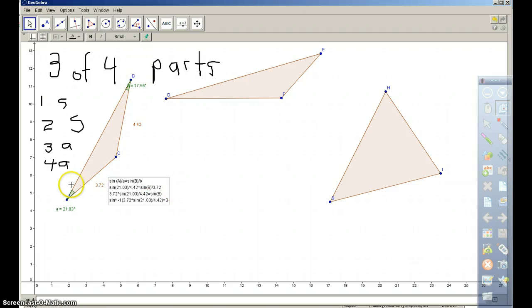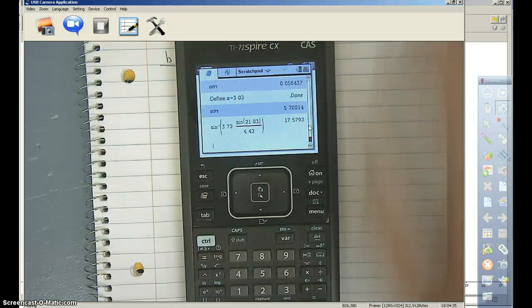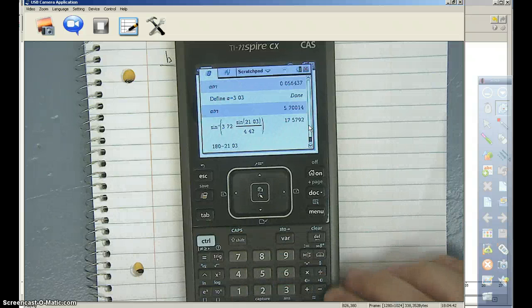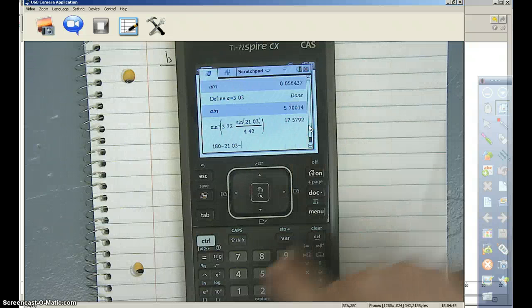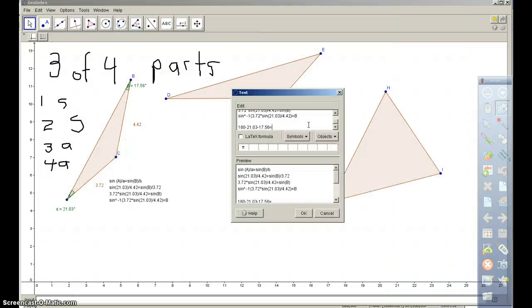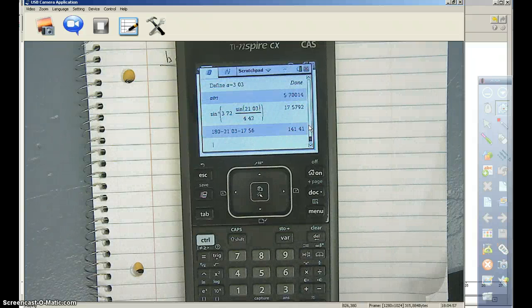Now that we know these two angles, guess what I could do? I can find the third. How do I find the third? I take 180. So I go 180 minus 21.03 minus 17.56, and that is equal to 141.41. 17.56 is not exact actually either, but 141.41.